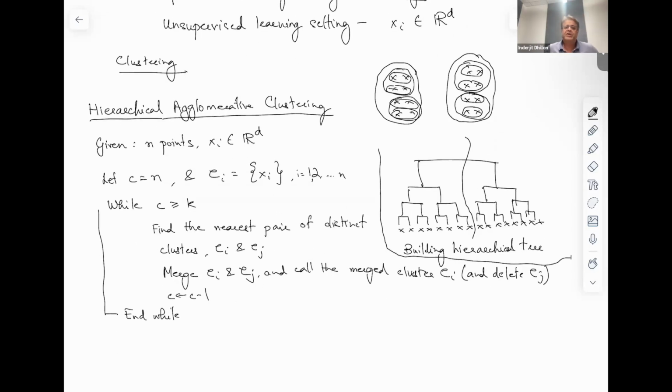Okay, so that's how hierarchical agglomerative clustering proceeds. It's actually quite an expensive method, right? Because if you look at the method, one of the things that needs to be done is you need to find the nearest pair of clusters. Okay, so in the beginning, how many pairs are there?